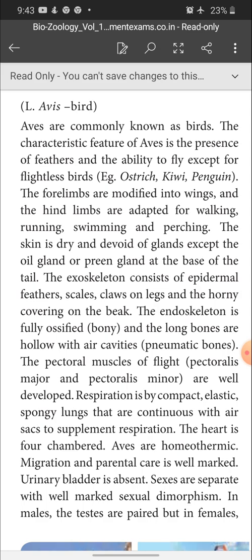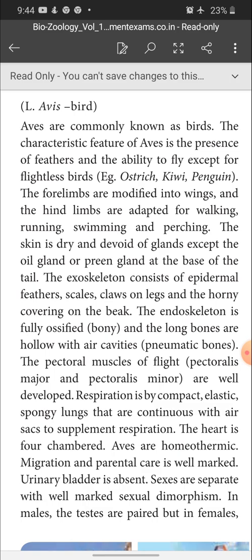Respiration is by compact, elastic, spongy lungs that are continuous with air sacs to supplement respiration. Heart is four-chambered. Aves are homeothermic. Migration and parental care are well marked. Urinary bladder is absent. Sexes are separate with well marked sexual dimorphism.